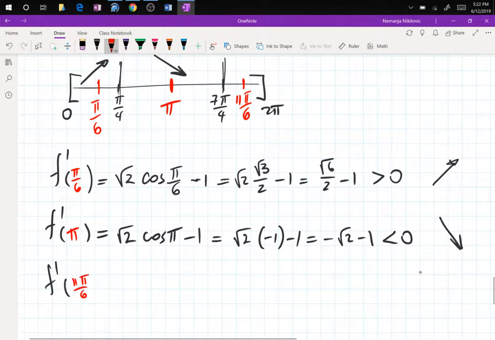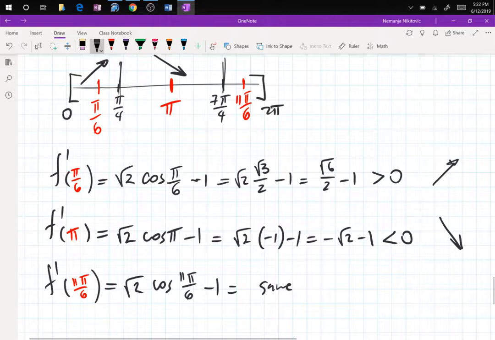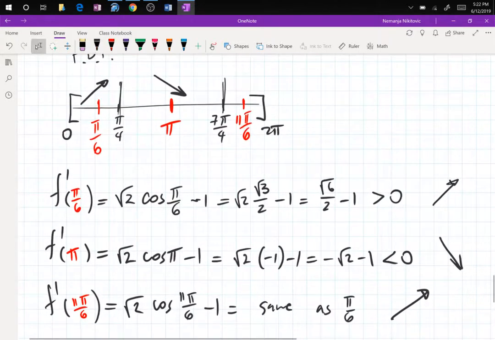And finally, 11 pi over 6, so root 2 cosine of 11 pi over 6. Well, that's going to give us the same value as pi over 6, because the reference angle calculates the same way.